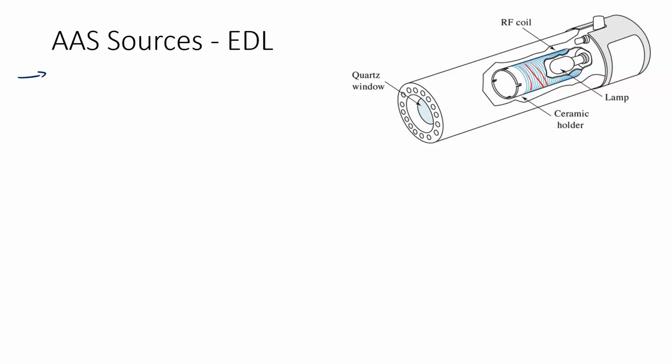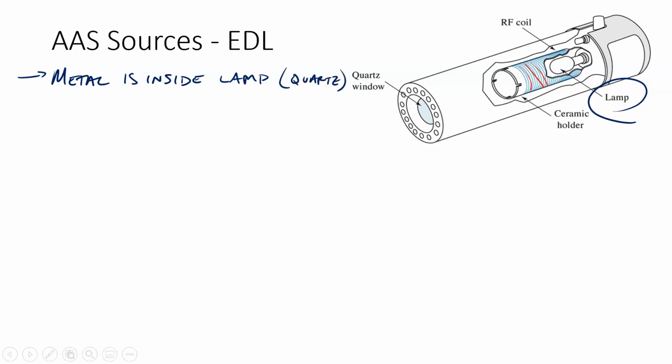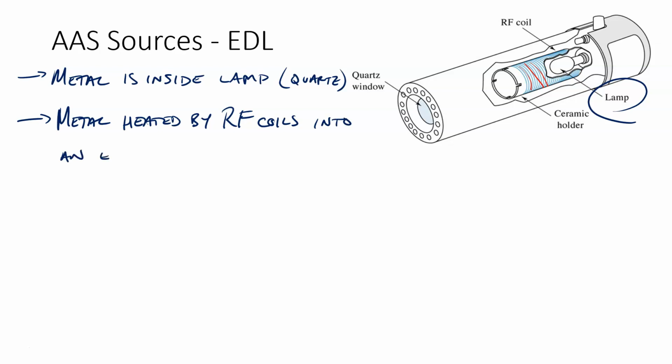And so the metal inside this lamp, okay, this lamp has got to be made of quartz so the light can get out. That metal is heated by the RF coils. Right? Those radio frequency coils can heat up those metals when they're at a resonant frequency. And so that metal is heated by those RF coils into some excited state. And then it's just like a hollow cathode lamp. It will relax back down and emit that photon.